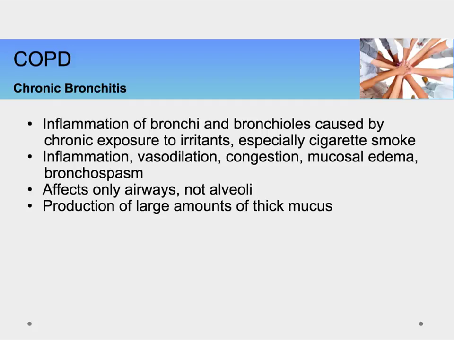And I kind of said most of this already about what chronic bronchitis is. It's inflammation of the bronchi and the bronchioles caused by chronic exposure, typically cigarette smoke. It's inflammation, vasodilation, congestion, and a lot of it is this large amount of thick mucus. And remember, in your respiratory tract, you have these little hair-like things, cilia, that help to propel the mucus out, because we want to get mucus out of the body.